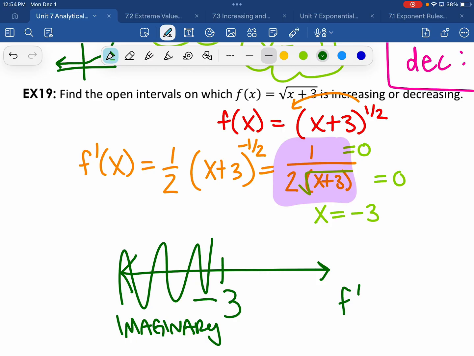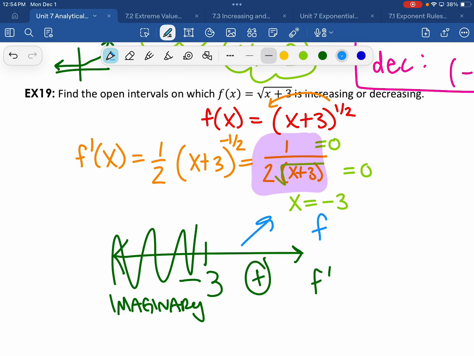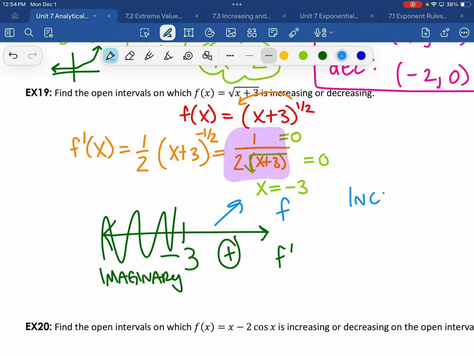And then you can pick any number on the right side of negative 3, like 0 or 1, it doesn't matter. But when you plug it in, what kind of number are you getting? A positive. So what does that mean? It's increasing. So it's only increasing from negative 3 to infinity. So you just don't put decreasing? You could either not put it, or put never, none, DNE, or NA. But it's only going to be increasing.